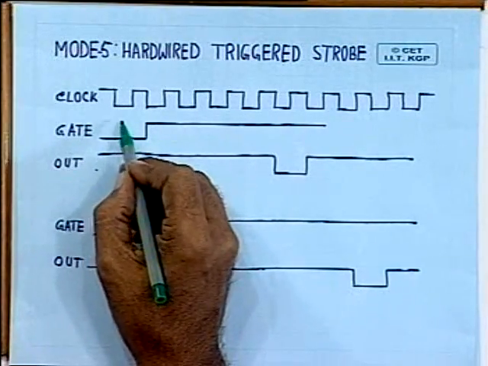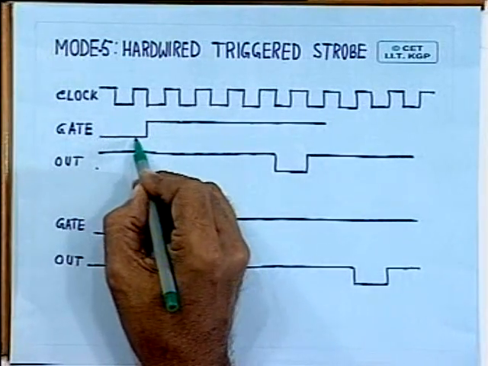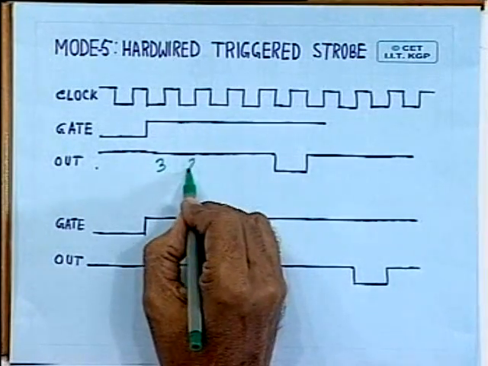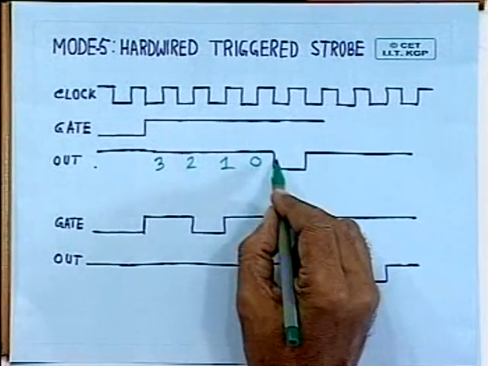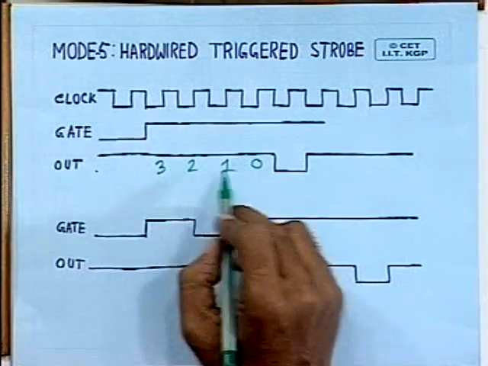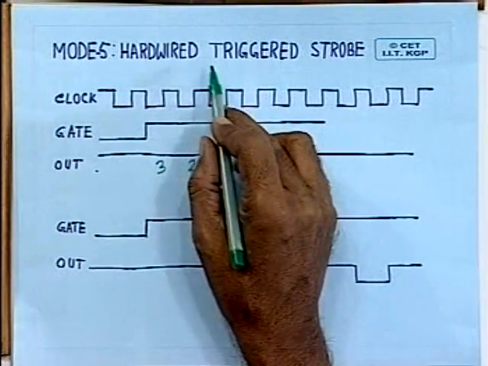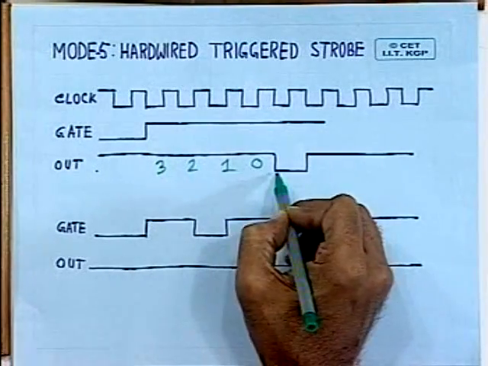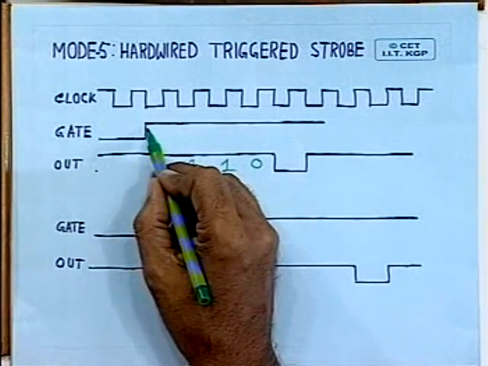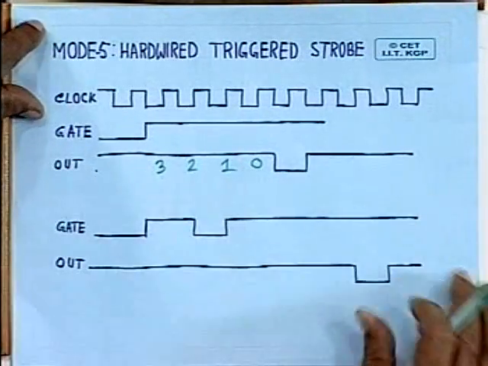As you can see, the writing operation is not shown. Writing has been done, but there is no activity on the output. But as soon as a trigger is generated, it starts decrementing 3, 2, 1, 0, then it goes low for 1 clock period. So in this case, the output signal is getting triggered. This counting down is initiated by the hardware gate input, and you get 3, 2, 1, 0, then a strobe signal.